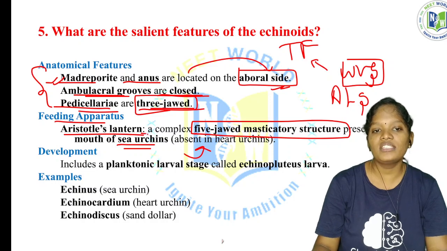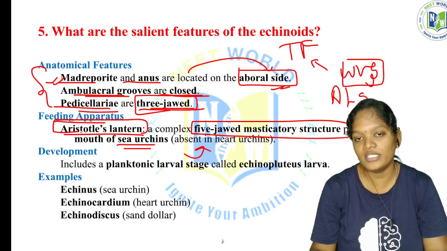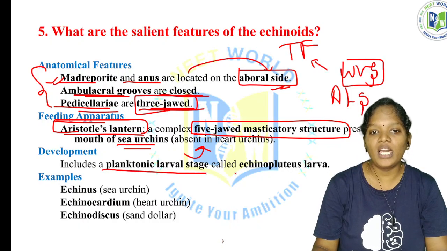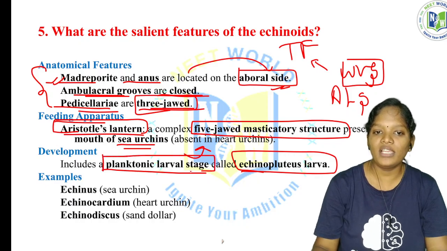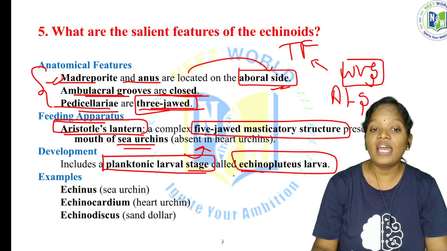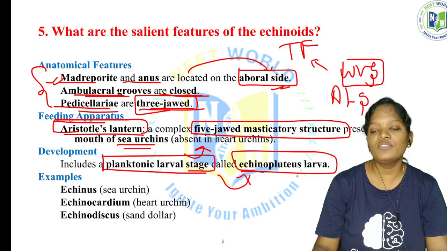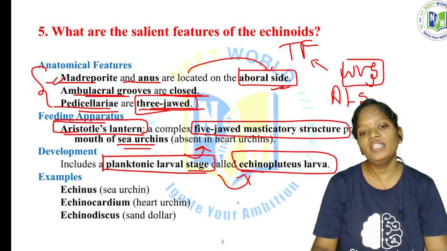So you should know Aristotle's lantern is one of the characters present in the Echinodermata, but not in all the organisms under the phylum Echinodermata. Now, development: a planktonic larval stage, which is called the Echinopluteus larva. The larval stage for the class Echinoids is called the Echinopluteus larva, and this development is an indirect development.